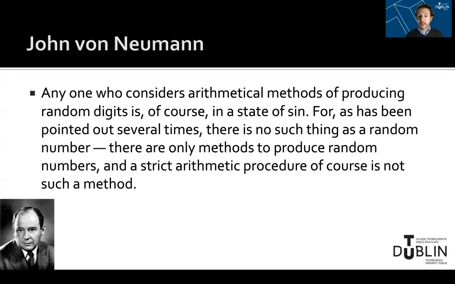John von Neumann, who was one of the most prolific and important mathematicians of the last century, said, "Anyone who considers arithmetical methods of producing random digits is, of course, in a state of sin. For as has been pointed out several times, there is no such thing as a random number. There are only methods to produce random numbers, and a strict arithmetic procedure, of course, is not such a method." So John von Neumann, one of the most important mathematicians of his generation, said, stop it, don't do random numbers.